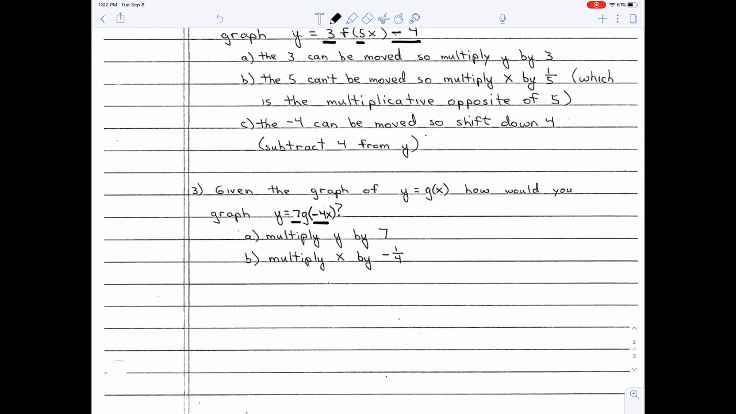Okay, how about the -4? I can't move it over to the side of the equation with the y, so it's with the x. And since it's on the same side of the equation as the x, I multiply x by the multiplicative opposite of -4. What's the multiplicative opposite of -4? It's -1/4. You just take the reciprocal of it. You don't change its sign. All right.